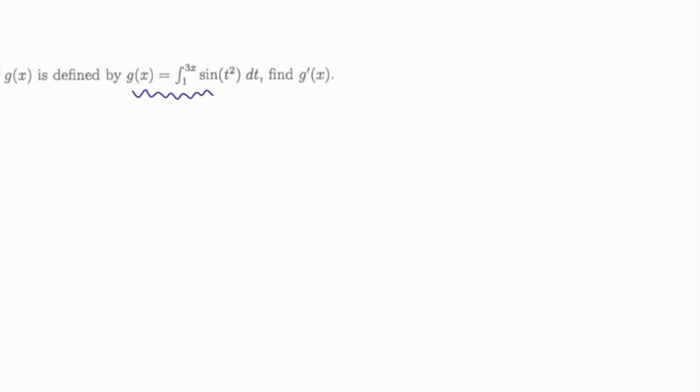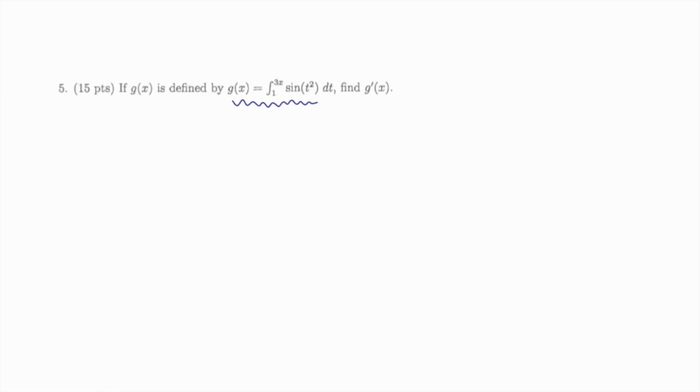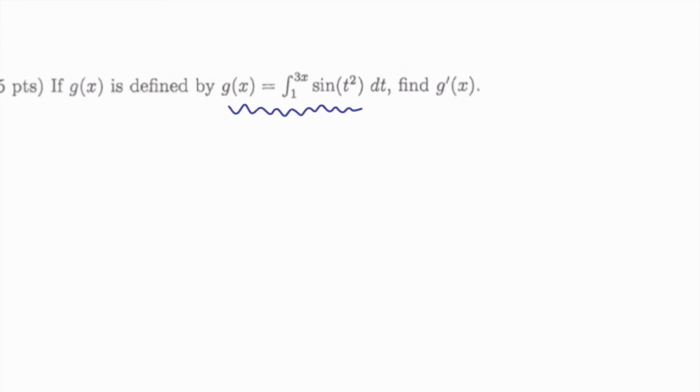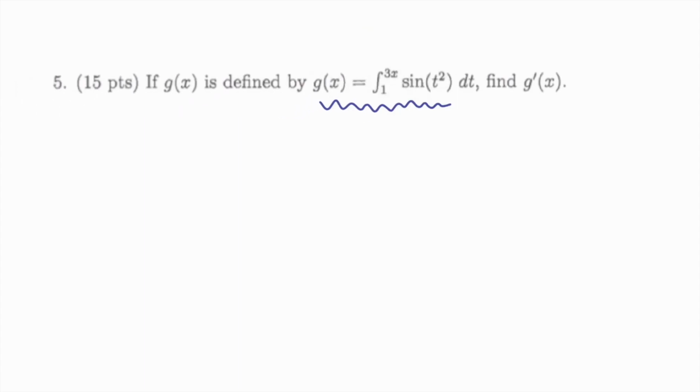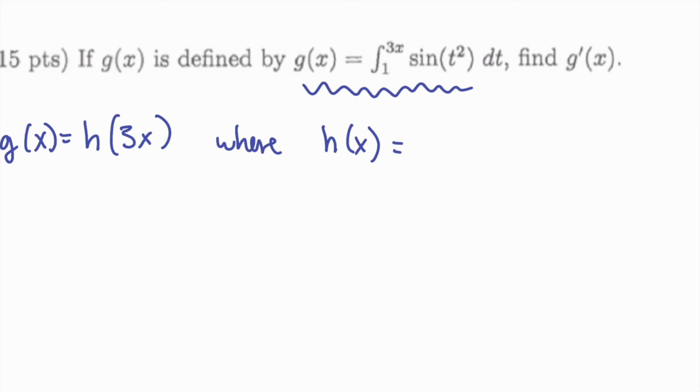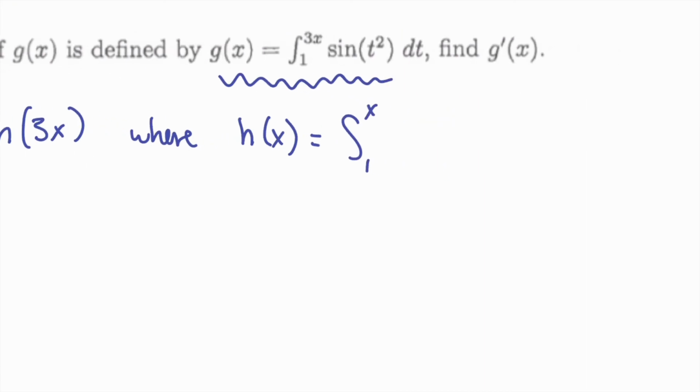Okay, moving on. For this problem, we want to find g prime of x, given that g of x is equal to this integral here. So we can use the fundamental theorem of calculus to solve this problem, but remember that the fundamental theorem of calculus is defined for some integral with x as our upper bound, but here notice we have 3x. So let's rewrite this so that we can go ahead and use our fundamental theorem of calculus. So let's let g of x equal h of 3x, where h of x is equal to the integral from 1 to x of sine of t squared dt.